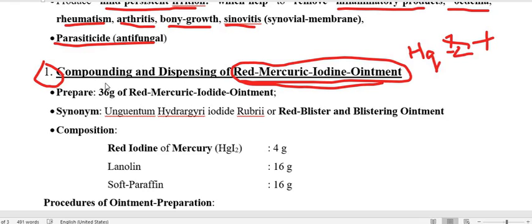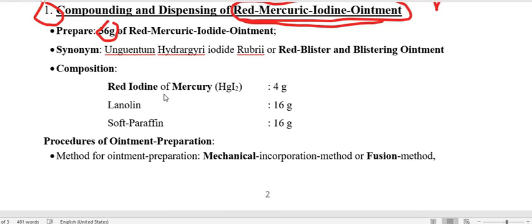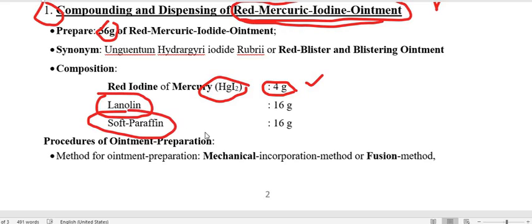So we are preparing 36 gram of the red iodide of mercury ointment. For the preparation of 36 gram of red mercuric iodide ointment, the main constituent is the mercuric iodide. Here we are taking 4 gram of the red iodide of mercury, and the remaining part is divided into two parts, and those are the base. So here we are using a base of two different melting points, that is lanolin and soft paraffin, 16 and 16 gram, and 4 gram the main constituent red iodide of mercury, that is the HgI2.